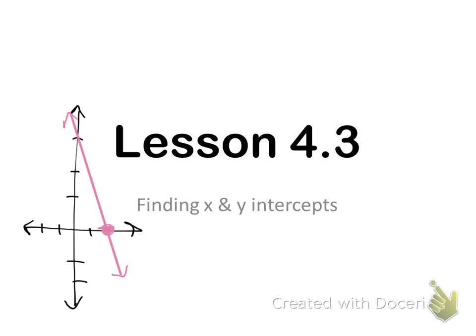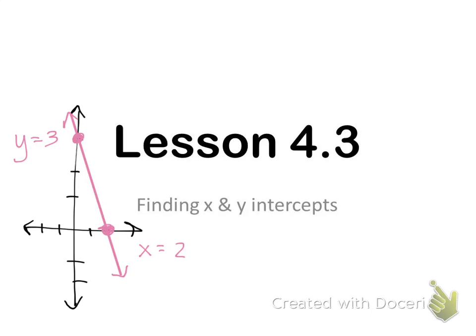So, Mackenzie, what would my x-intercept be on this equation? Where does it cross the x-axis at? What number? 2. So my x-intercept is 2. Zachary, where does my line cross the y-axis at? 3. So my y-intercept is 3. That's all that x and y intercepts are. That's how you find them whenever you have a graph that the line has already been drawn out for you.